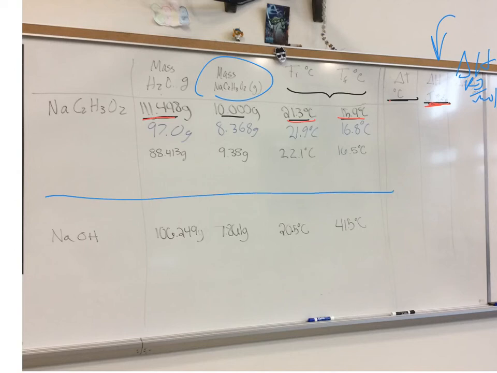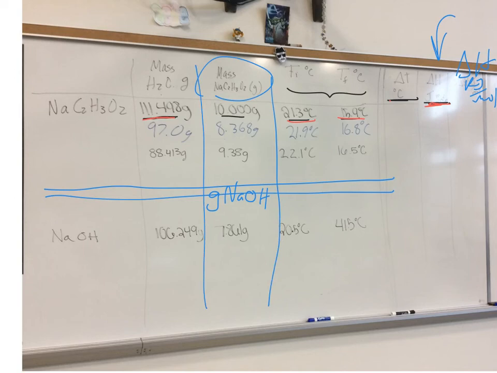Okay, so let's see, this was grams of NaOH. We have a new table down here, so I'll break these into 2 tables. Okay, so you have 3 different sets of data for the sodium acetate. You're going to fill in these 3 rows, and then you only have 1 set of data for the sodium hydroxide, and we will talk about the results in class.